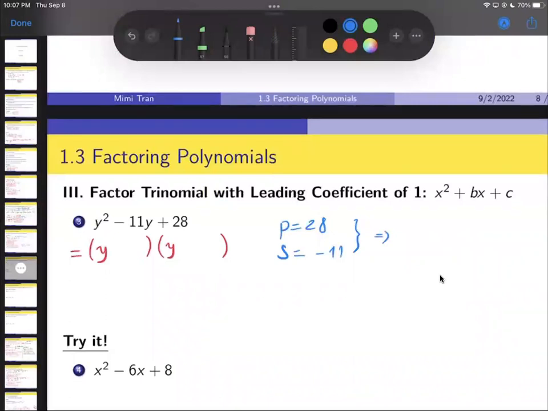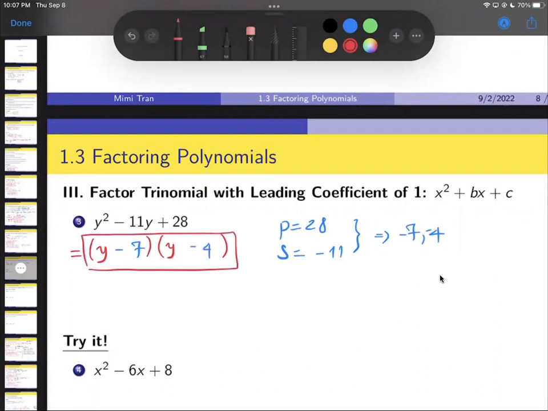7 and 4, right? I need negative 11, so both numbers have to be negative, right? Because when you add two negative numbers, it's still negative. But when you multiply two negative numbers, it becomes positive. So negative 7 and negative 4, you're done.